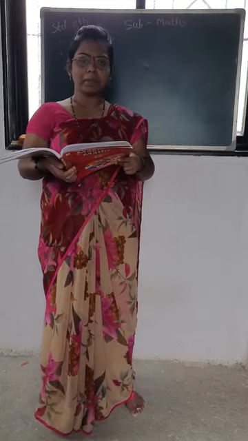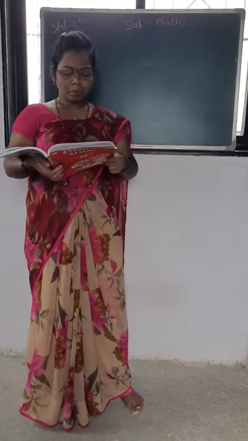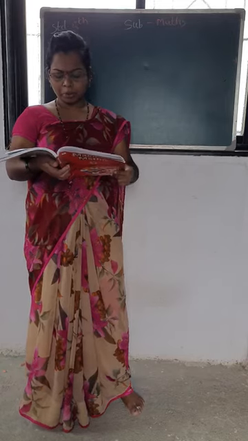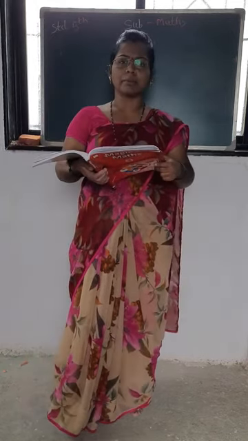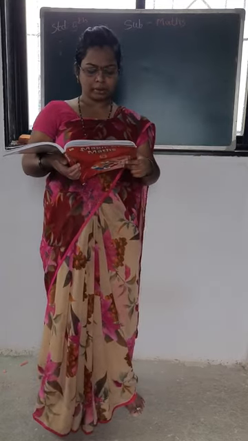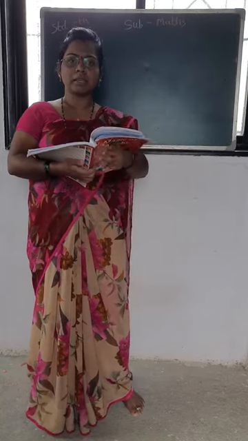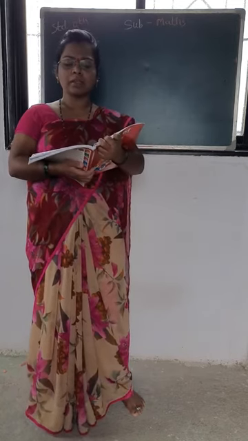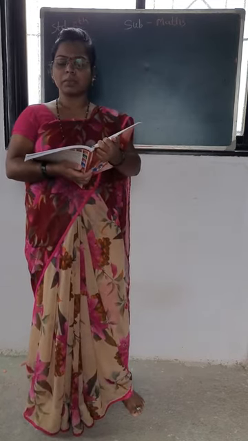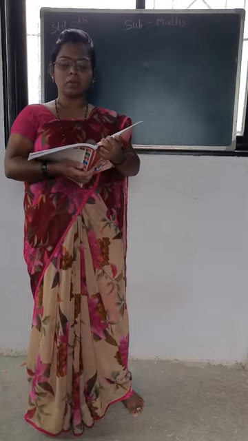Next, the fifth type is unlike fraction. Fractions having different denominators are called unlike fractions. Next, the sixth type is mixed fraction. A fraction which is a combination of a whole number and a proper fraction is called a mixed fraction.